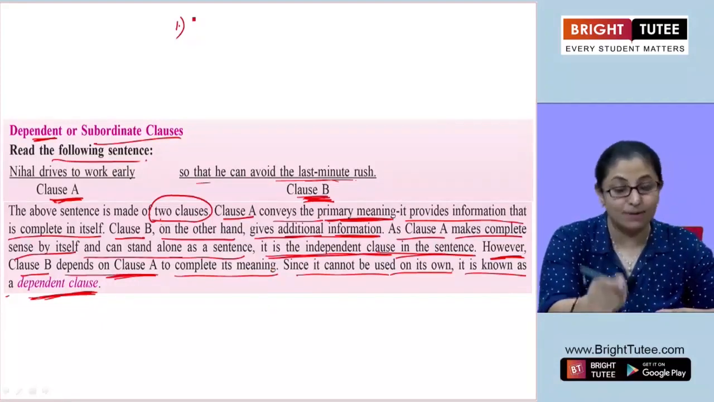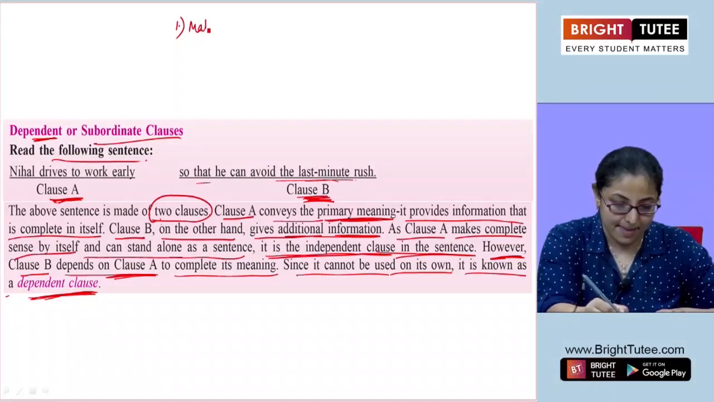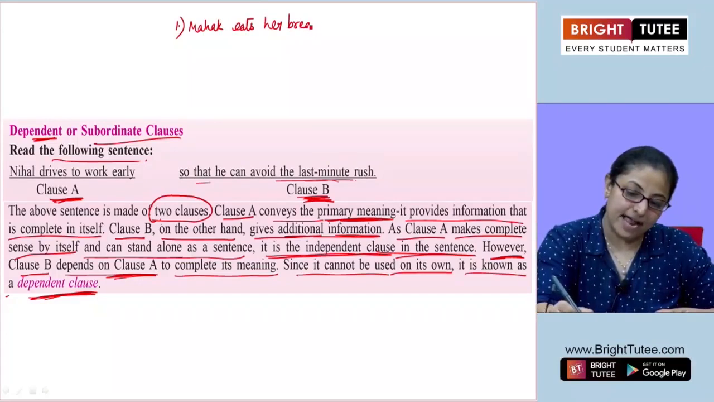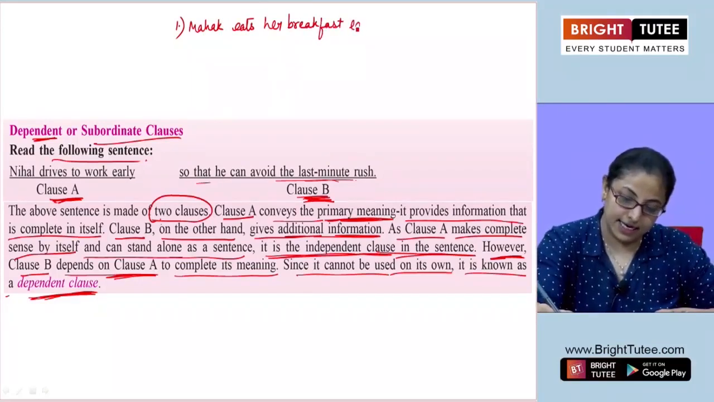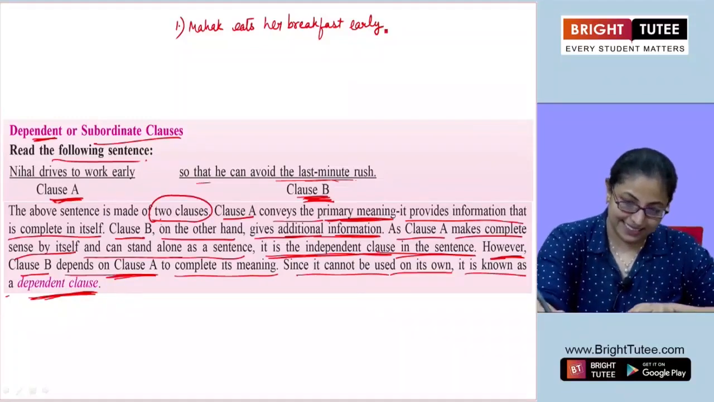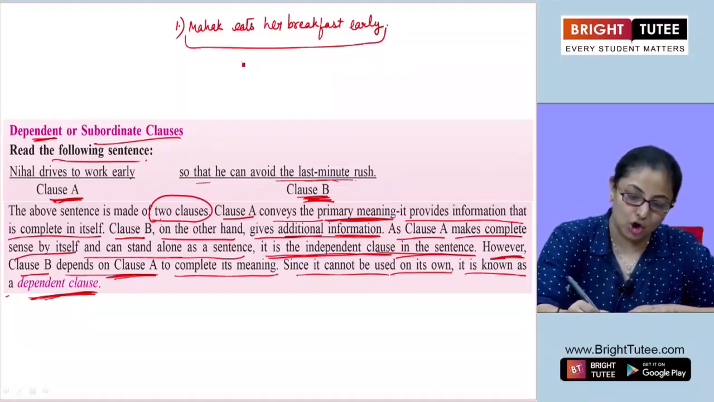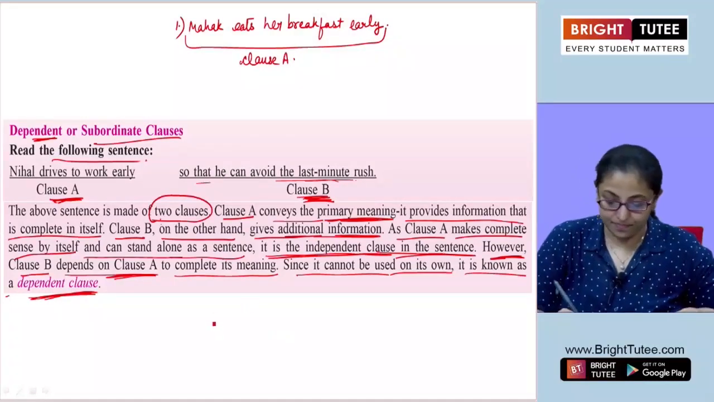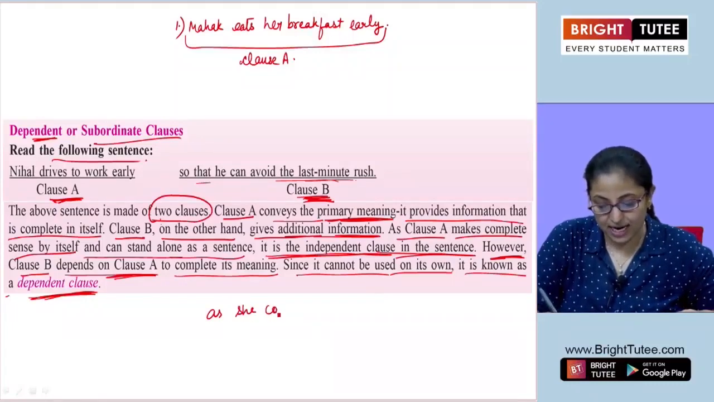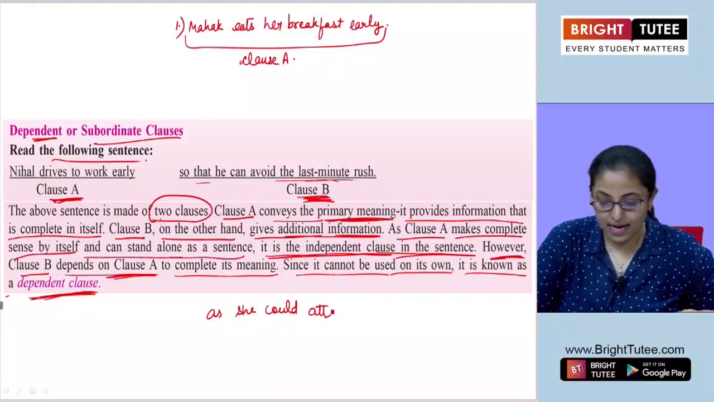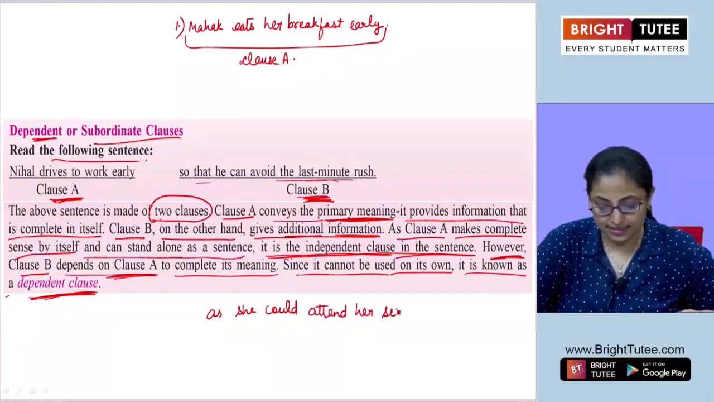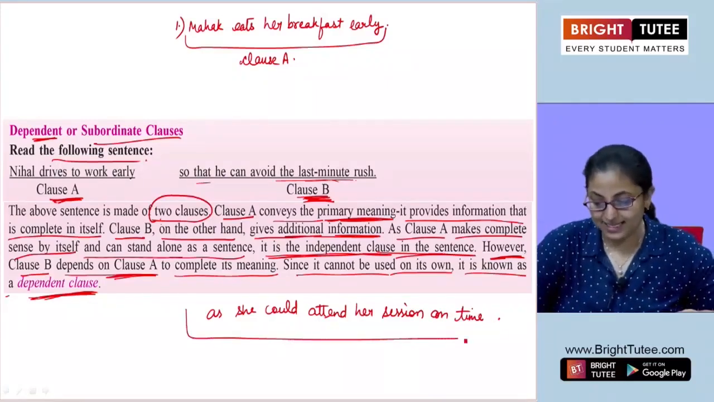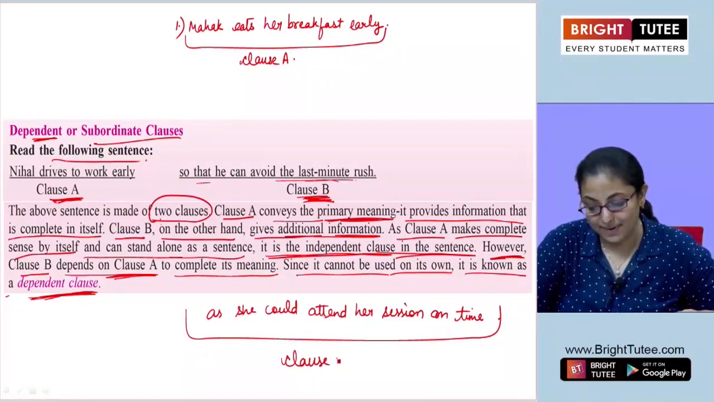Mehak, I'll give you the same example we read in the independent clause. Mehak eats her breakfast early. Now, this is clause A. I'll write the clause B here. As she could attend her session on time. Now, this is clause B.